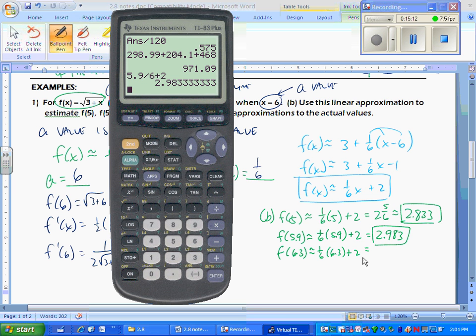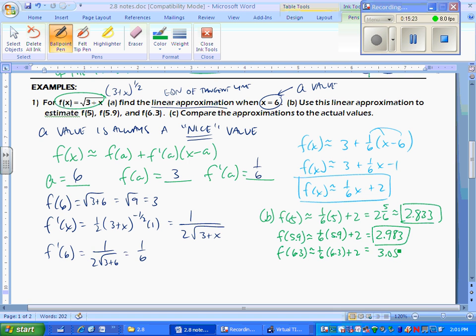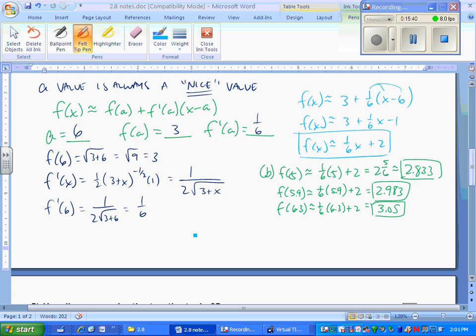Alright. Then if we go ahead and put in 6.3, so we have 6.3 divided by 6 plus 2, we get 3.05. So those are all approximations for these values of the actual function. So this is an approximation of what we would get if we put 5 into the original function, square root of 3 plus x. Now let's compare them to what we actually get.